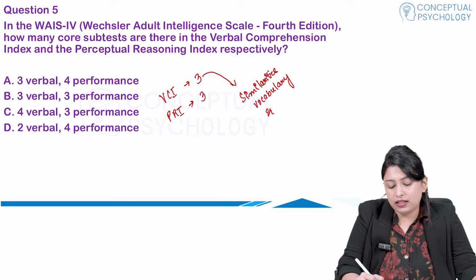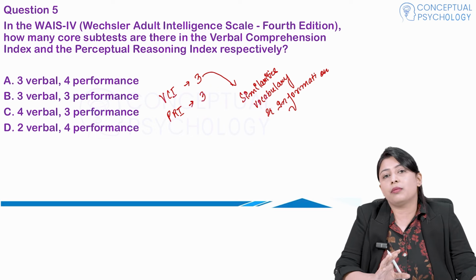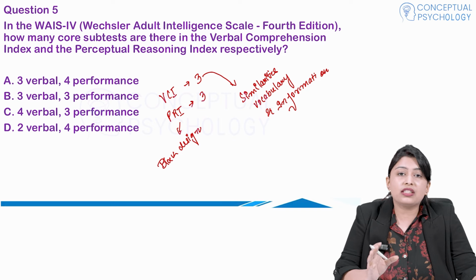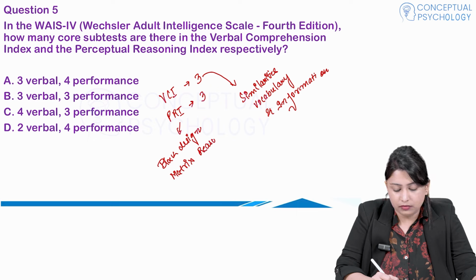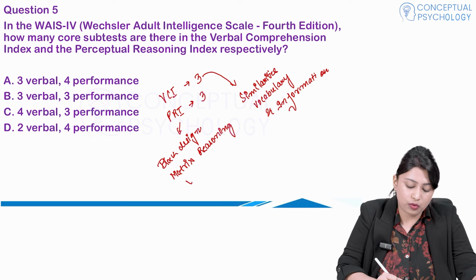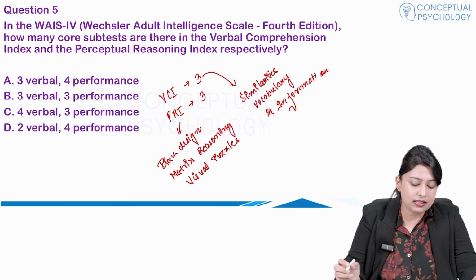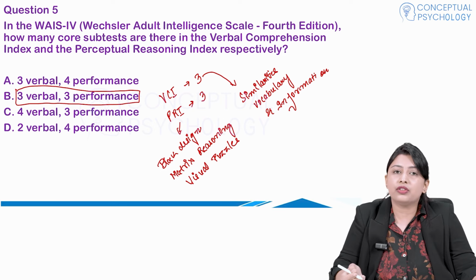So VCI has 3 core subtests: similarities, vocabulary and information. Whereas the Perceptual Reasoning Index also has 3 subtests, which are block design, then matrix reasoning, and visual puzzles. I'm sure you all must have conducted this by now in your master's practical classes. So here the correct answer would be option B, 3 verbal and 3 performance tests.